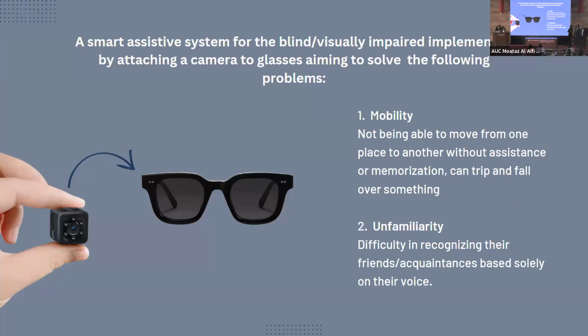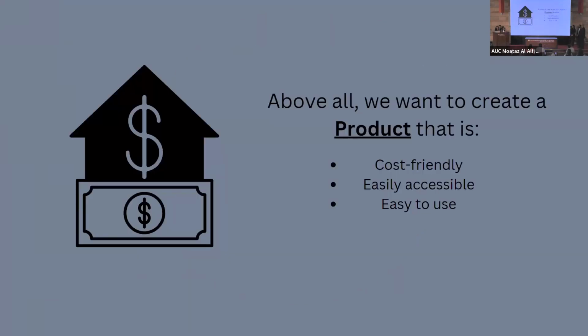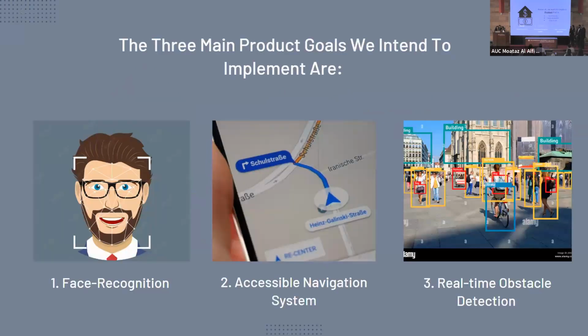Second off is unfamiliarity. It's very hard to instantly detect who they're talking to based only on their voice. So in 2020, there was a study conducted that showed that 237 million people worldwide are moderate or severely visually impaired, and the staggering amount of 1 million people blind in Egypt alone and 3 million visually impaired. So because we're targeting a huge population, we want our product to be very cost-friendly, easily accessible to everyone in every background, and easy to use in terms of UI, UX. And now Mohammed will further explain what our project is about.